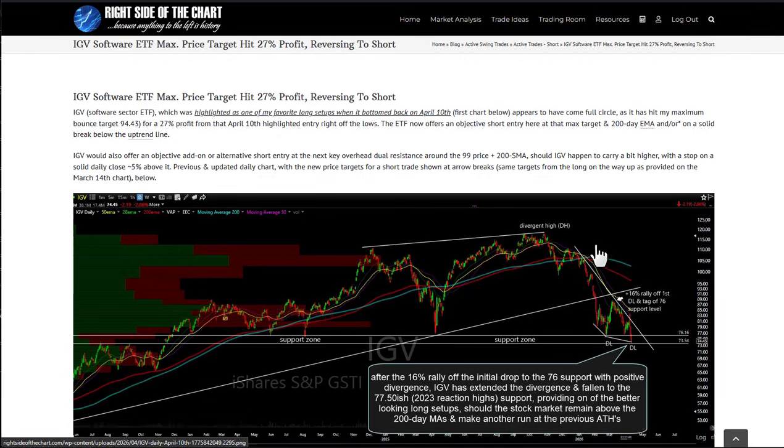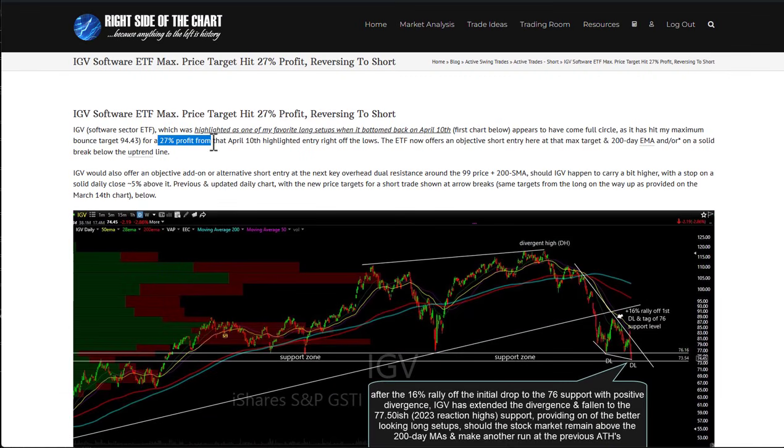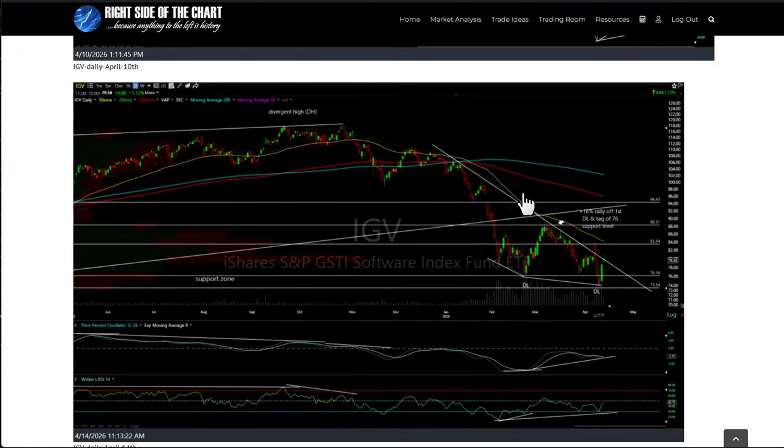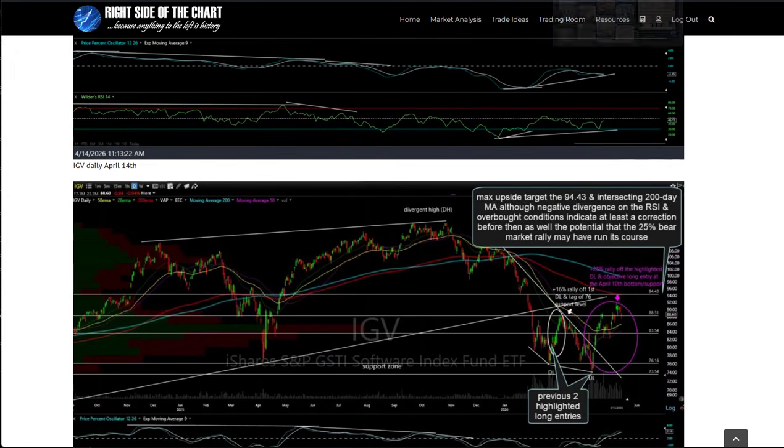Then I turned around. Where is it? Somewhere in here. Oh, 27% profit. Okay. Then we turned around here, and here's the new setup, and this is where it gets complicated. So it wasn't a hard entry point. It was max upside target had been hit on the long trade off the lows. We milked that. So let's turn around and reverse and go the other way.